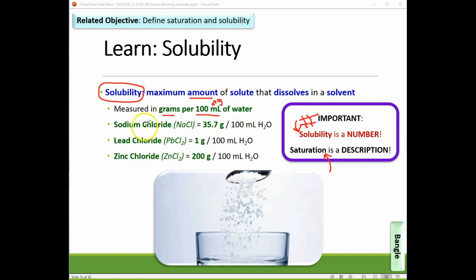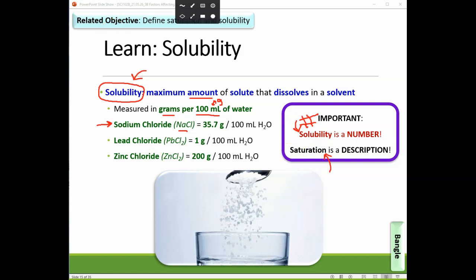Okay, so taking a look here, we can see some examples here. So sodium chloride, which is just regular table salt, NaCl, has a solubility of 35.7 grams per 100 milliliters of H2O. So if you take 35.7 grams of sodium chloride and put it into 100 milliliters of water, then at that point you have the maximum amount of solute that can dissolve. And now if you try to add any more, the rest of it is going to fall to the bottom because you are at saturation.